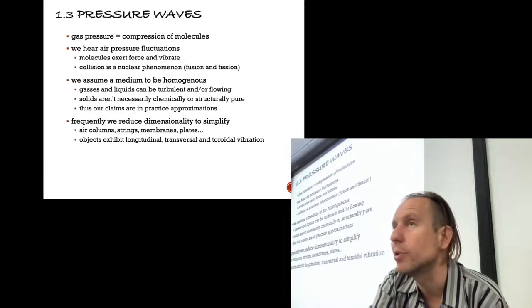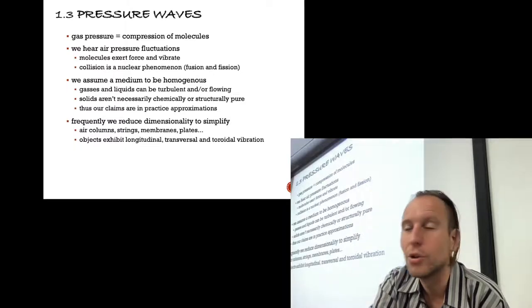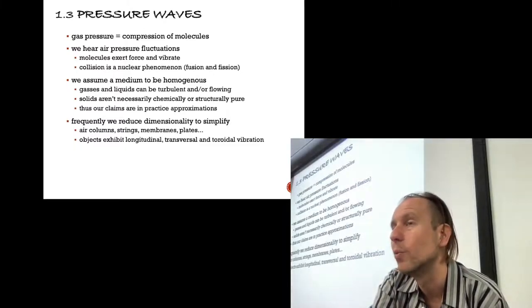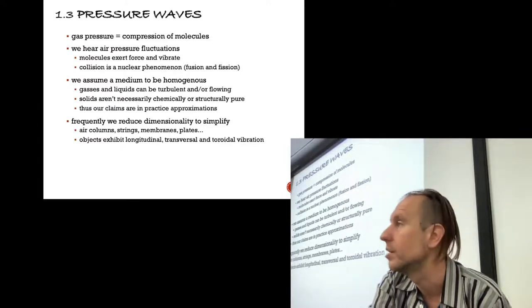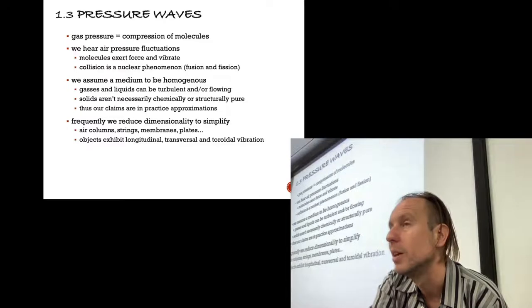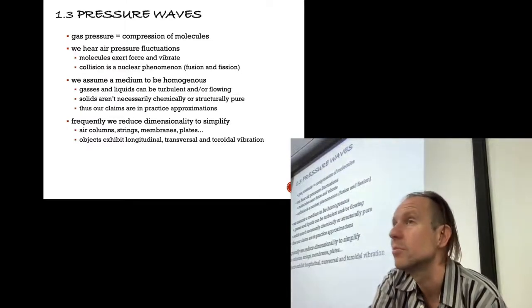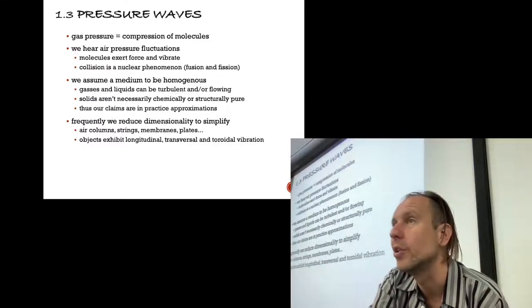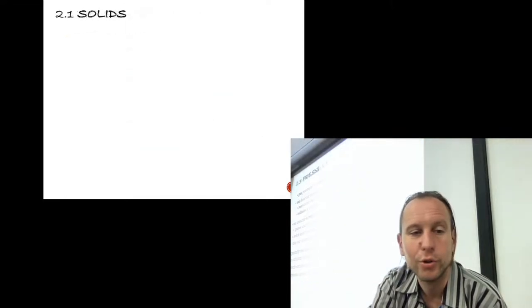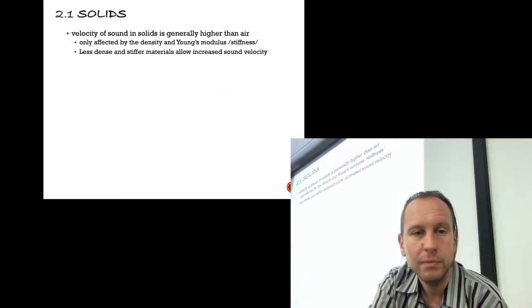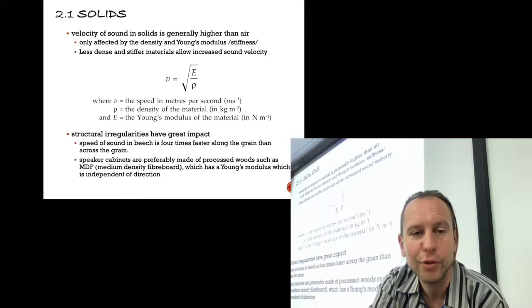Now, when we start to understand acoustics, we will also simplify the geometry of objects and what's going on. We will consider air columns as one-dimensional vibrating systems, similar to strings, and membranes and plates as two-dimensional vibrating systems, even though they have some thickness, which is significant. So just to prepare you, we are looking at very simplified models here, which could be quite exciting. Okay, briefly about solids, here's your first equation.